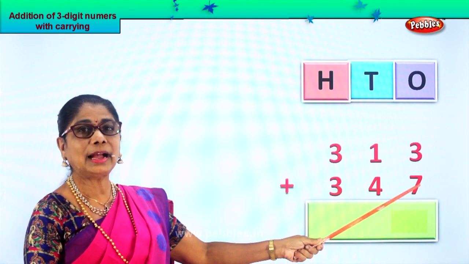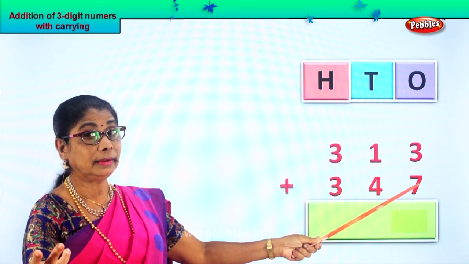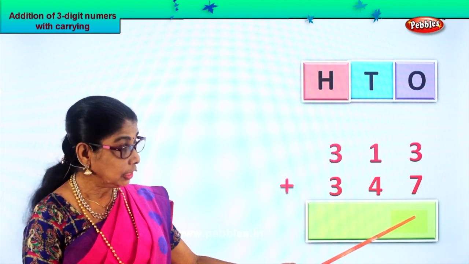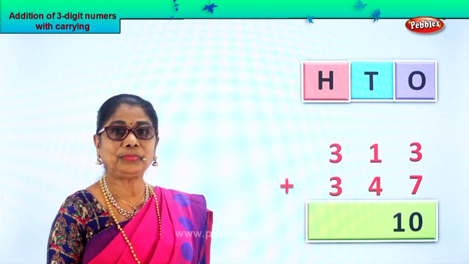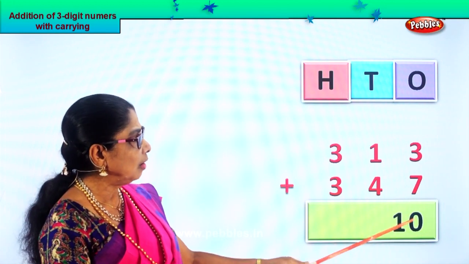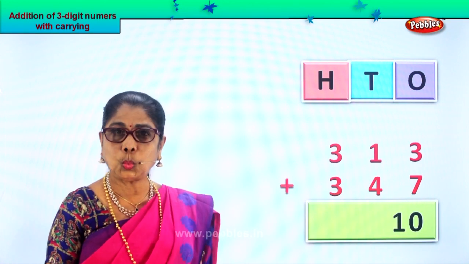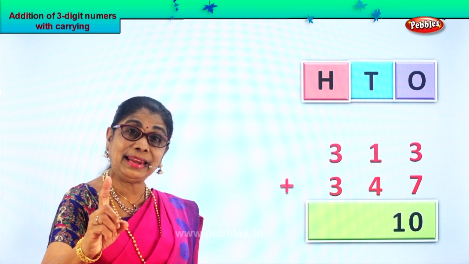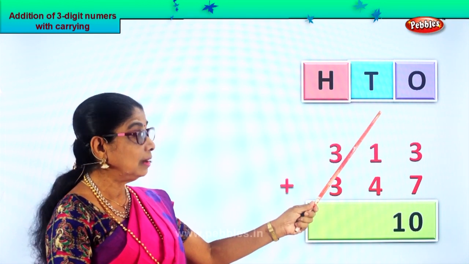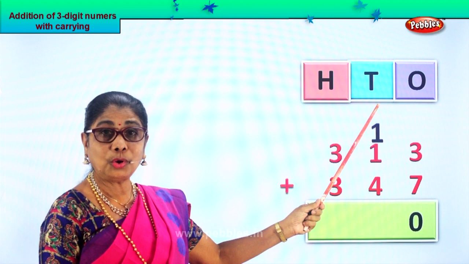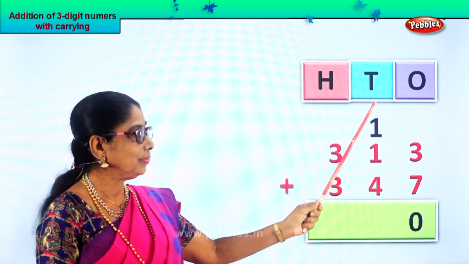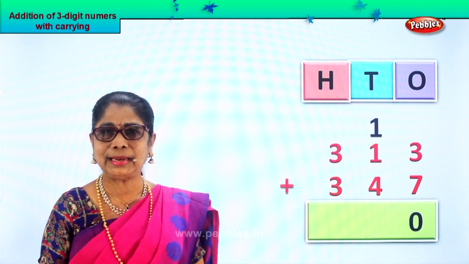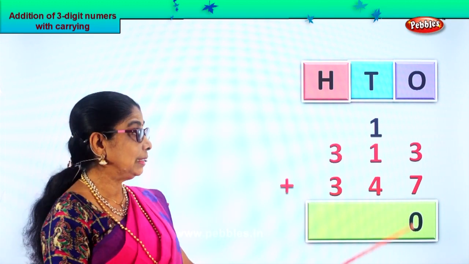7 ones, after 7, 8, 9, 10. 7 plus 3 is 10 ones. So we put the 10 ones here. Look carefully. We cannot have 10 ones in the ones place. What is 10 ones? 10 ones make 1 ten. So we leave the 0 here and we take the 1 ten over to the tens place. Did you enjoy? Good.